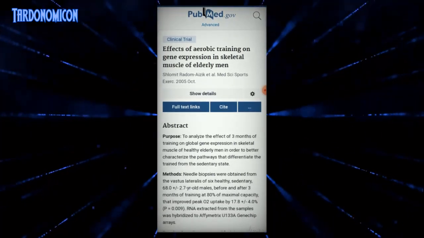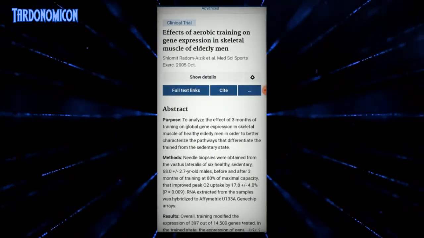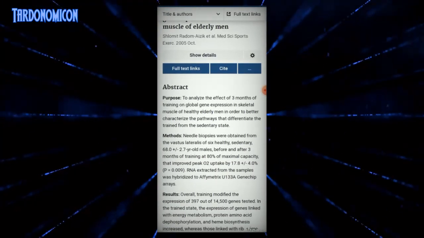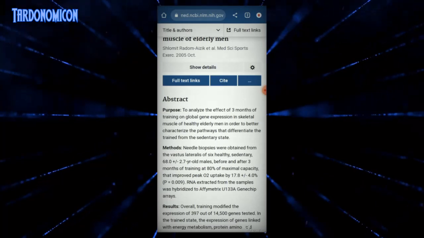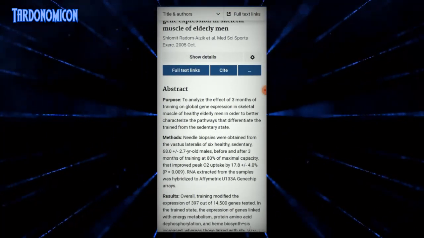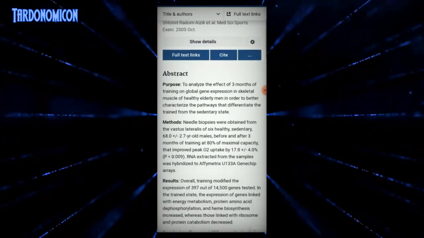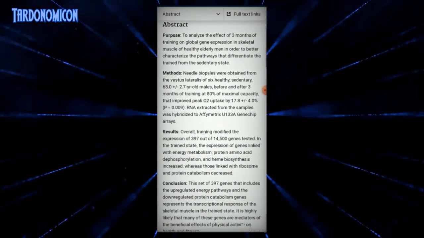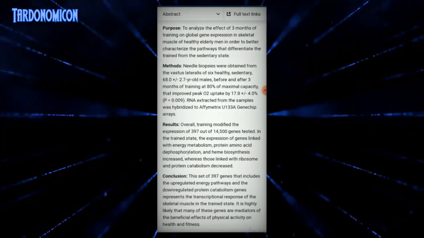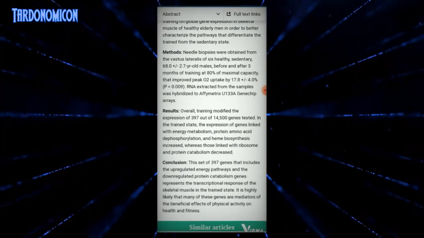So, purpose: to analyze the effect of 3 months of training on global gene expression and skeletal muscle of elderly men in order to better characterize the pathways that differentiate the trained and the sedentary state. So methods, needle biopsies were blah, blah, blah. So basically they took muscle and they looked at it. So results, overall training modified the expression of 397.